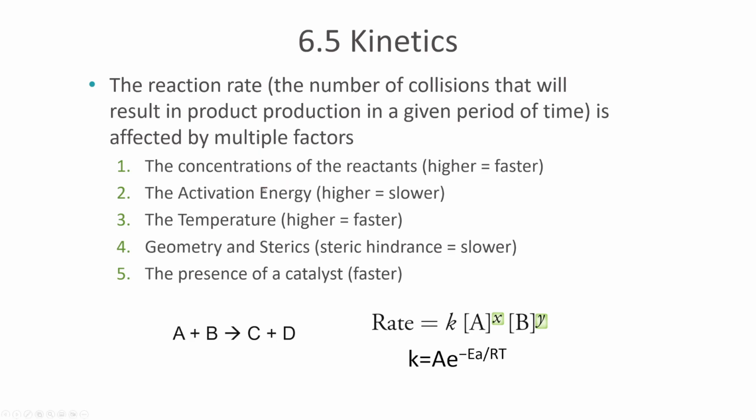This energy is referred to as the activation energy and is represented here as a part of the rate constant. K is called the rate constant. So a larger activation energy will actually produce a smaller rate constant, which means a slower reaction. Geometry of the molecule matters. If a collision cannot occur because collision with an atom is blocked by many other atoms being in the way, that will slow a reaction down. And a catalyst can be introduced, which is a molecule that is involved in the reaction but not used up in the reaction. That can make the reaction faster.